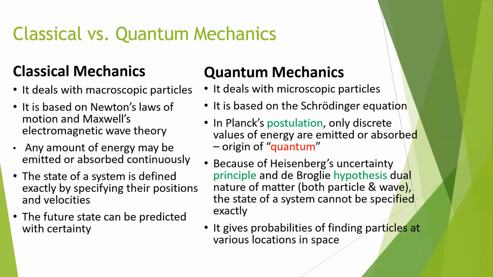Now, differentiate between classical and quantum mechanics. Classical mechanics deals with macroscopic particles, whereas quantum mechanics deals with microscopic particles. Classical mechanics is based on Newton's laws of motion and Maxwell's electromagnetic wave theory, whereas quantum mechanics is based on Schrodinger's equation. In Planck's postulate, only discrete values of energy are emitted or absorbed, the origin of quantum. The future state in classical mechanics can be predicted with certainty, whereas quantum mechanics only gives the probabilities of finding particles in various locations.